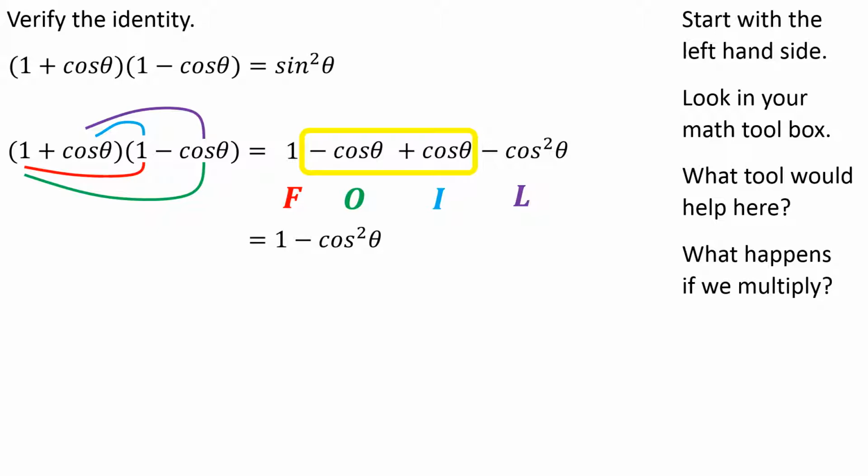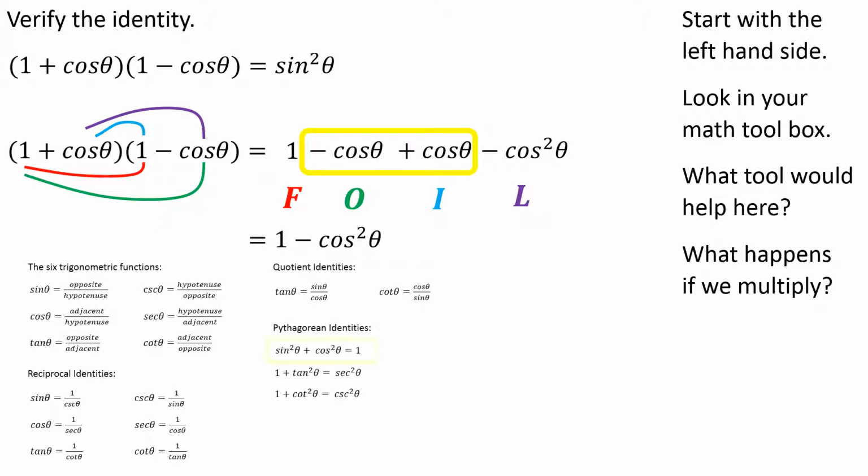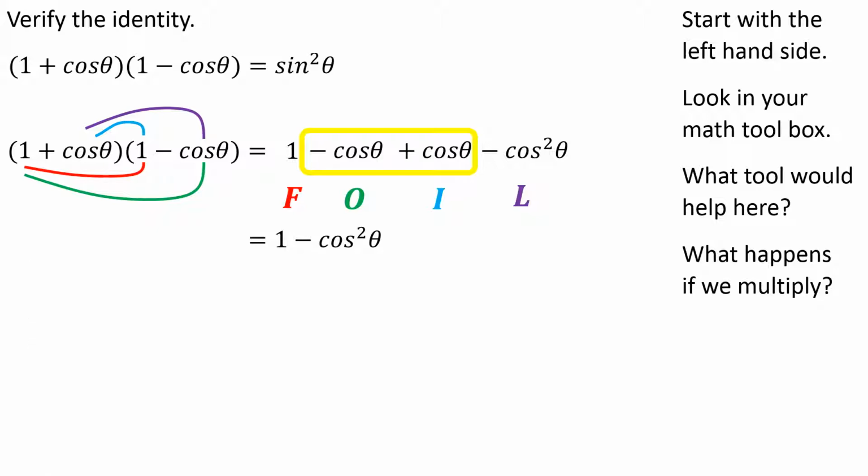Well, I can't multiply again. There's nothing to multiply. Do any of my identities help? Hey, the number 1 can be replaced with sine squared theta plus cosine squared theta. So I will make that trade. I will replace the number 1 with sine squared theta plus cosine squared theta.